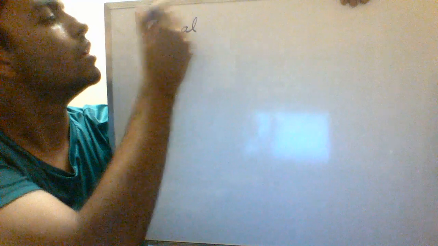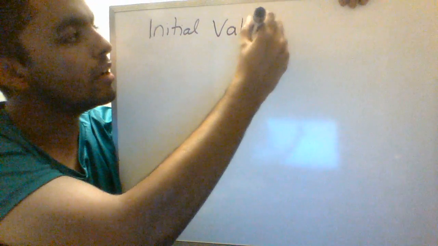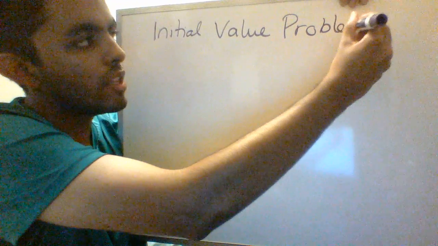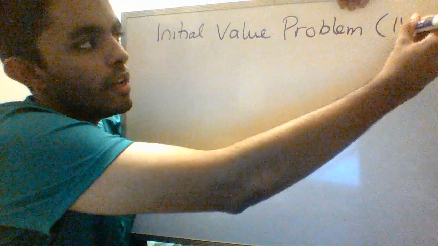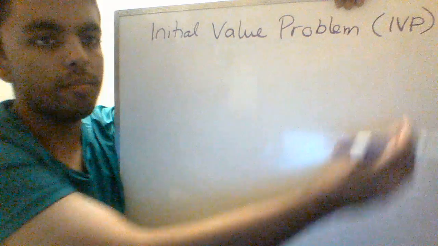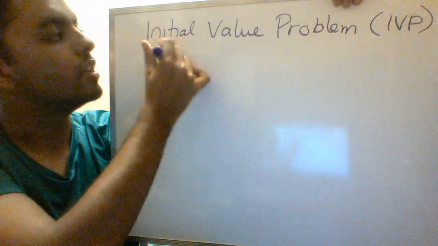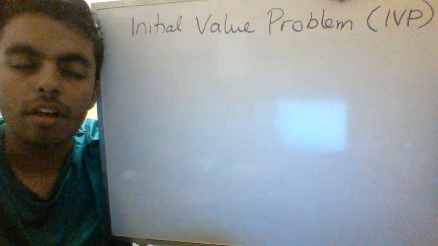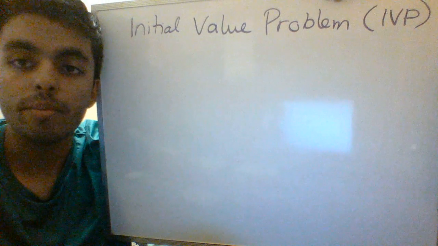And the name we're giving it is an initial value problem. Now, due to the lack of real estate that I have on the board, I may write this as IVP in future, initial value problem, and it's not overly complicated actually. It doesn't change a lot up until the very end.